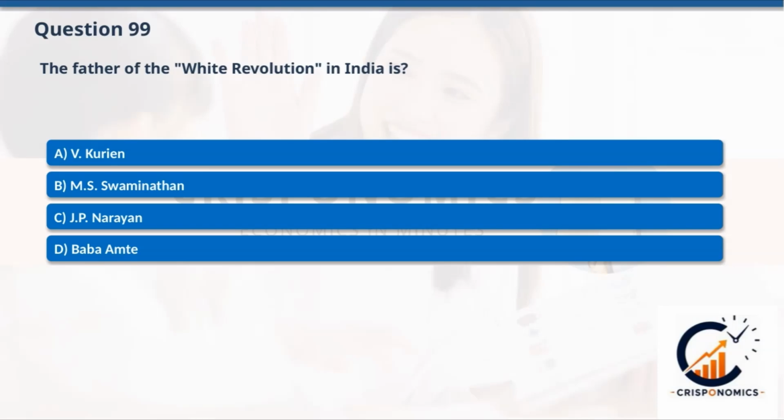Let's take a moment to consider a key figure in India's agricultural history, the father of the White Revolution. This revolution transformed milk production across the country, turning India into one of the largest producers of dairy products. Among the options, we have Baba Amte, J.P. Narayan, M.S. Swaminathan, and V. Kurien. Think about who led this remarkable change and earned that title.